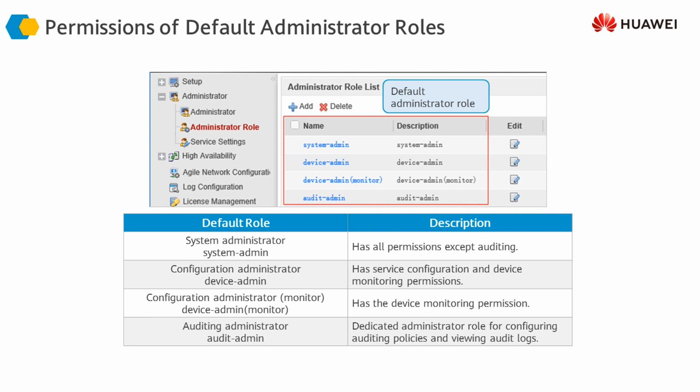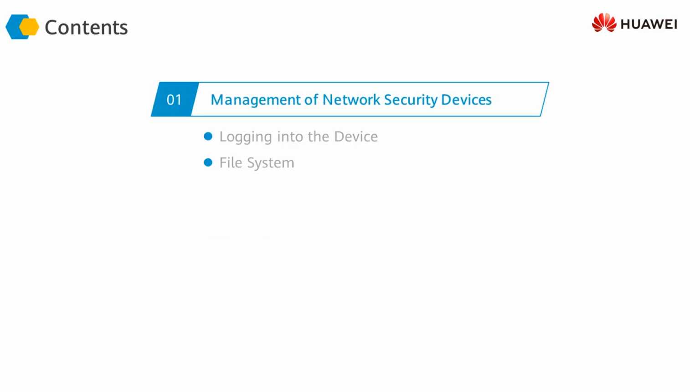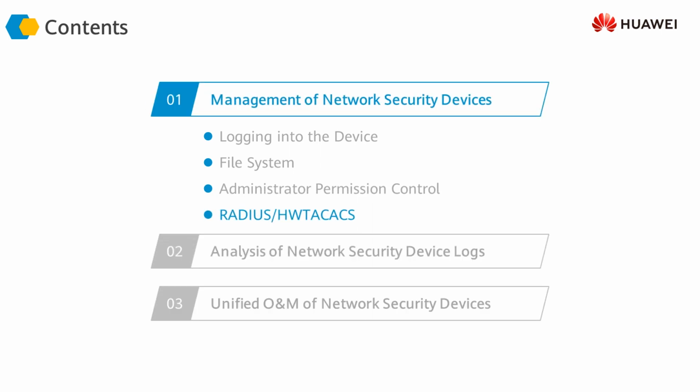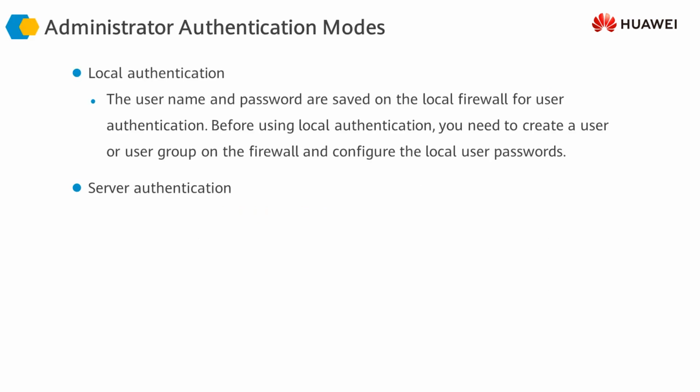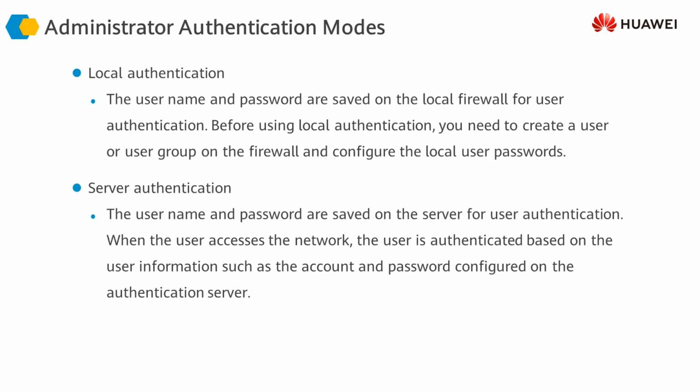Now in the next topic, let's take a look at the Radius and HW TACACS, or Huawei TACACS, capabilities that are available on the USG firewall and which can be used for management and administration of the USG firewall. First of all, let's take a look at the administrator authentication modes that are available to us. Huawei USG 6000 authenticates a user by using local authentication or server-based authentication. So there are two possible ways of authentication, local or server-based.